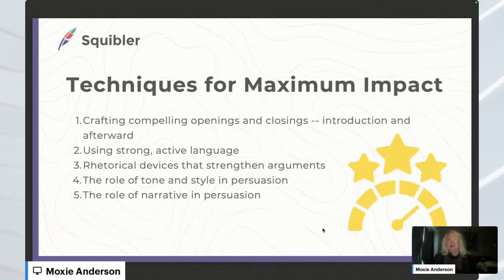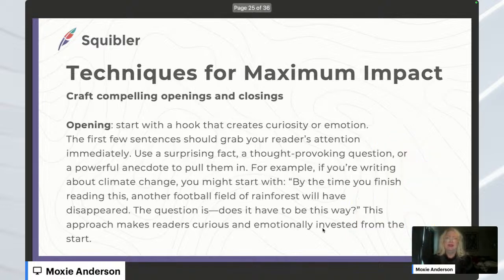So we do have 5 steps for you on getting maximum impact in persuasive writing. One is to make sure that you're crafting compelling openings and closings, introductions and afterwards. We'll talk about that briefly. Another is to use strong, active language. Another step is to use rhetorical devices that strengthen arguments. You also want to pay attention to the tone and style of your writing in persuasive writing. And then you also want to investigate and use narrative in persuasion.